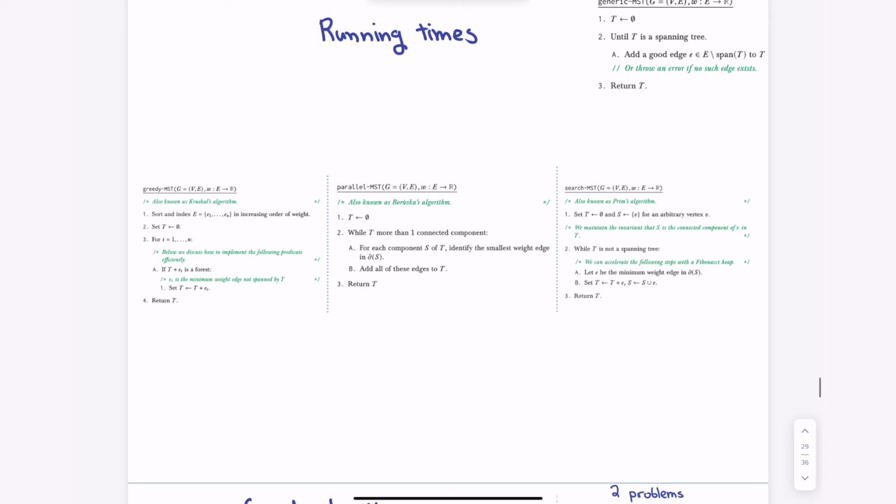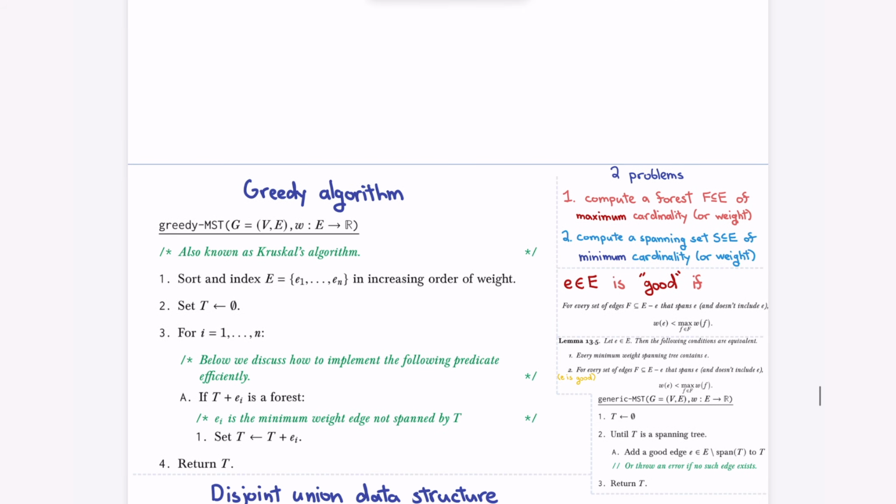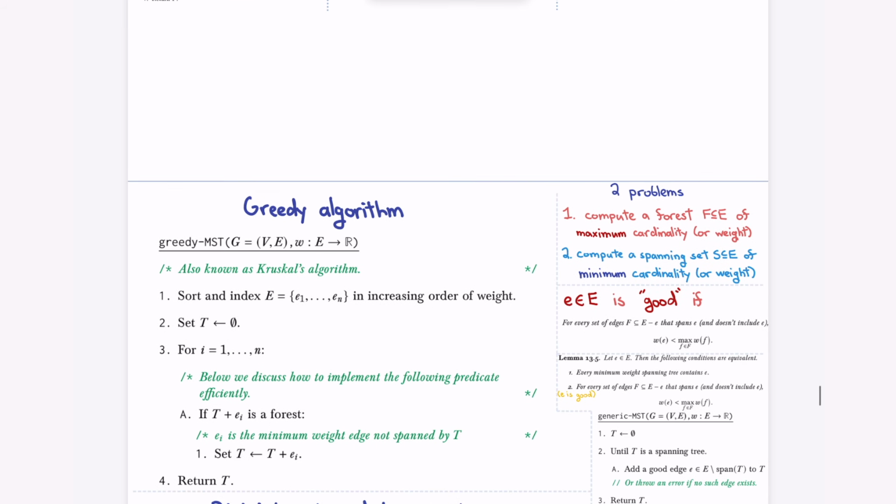All right. So we have three algorithms. That's the greedy algorithm, the parallel algorithm, and the search algorithm. And so now we're going to analyze the running times and just understand their differences. Okay. So let's look at the greedy algorithm. The first step you might do is sort all the edges. That'll take m log n time. There's m edges, you sort them.